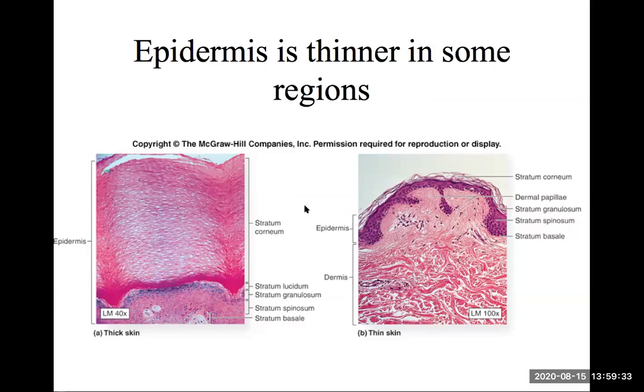Elsewhere on the body, the layer of stratum corneum is much thinner. Now take a look at this. You've just got a couple cell layers here. This might be what you'd find on the inside of your arm or on your neck or another area where the skin is quite delicate and thin.